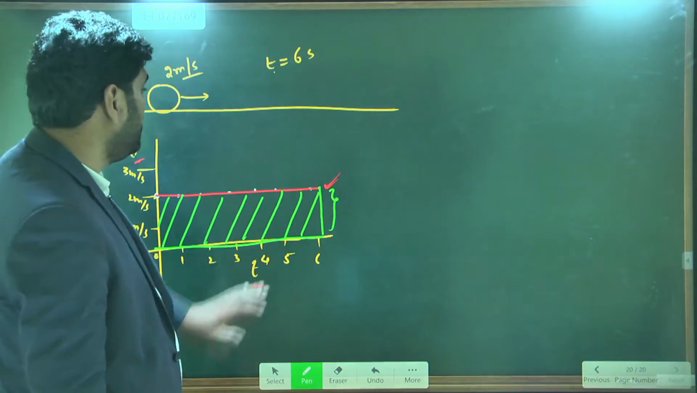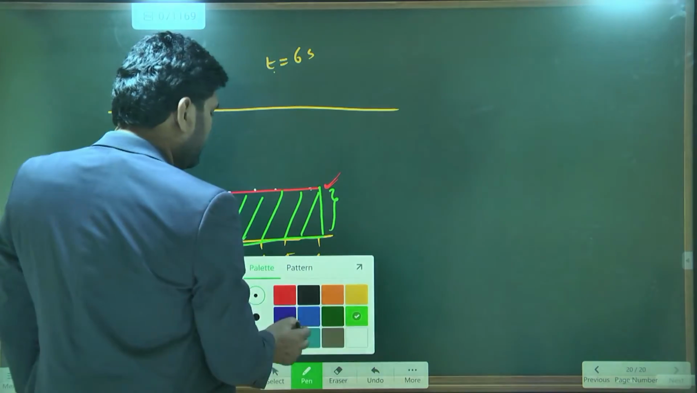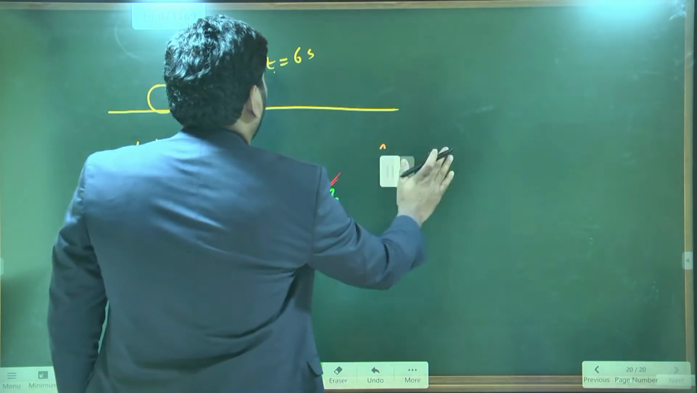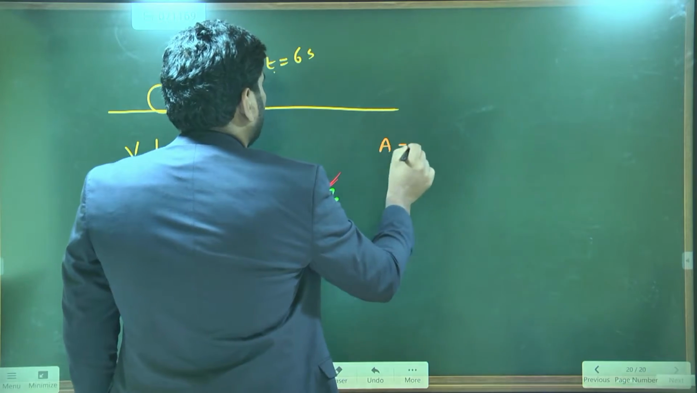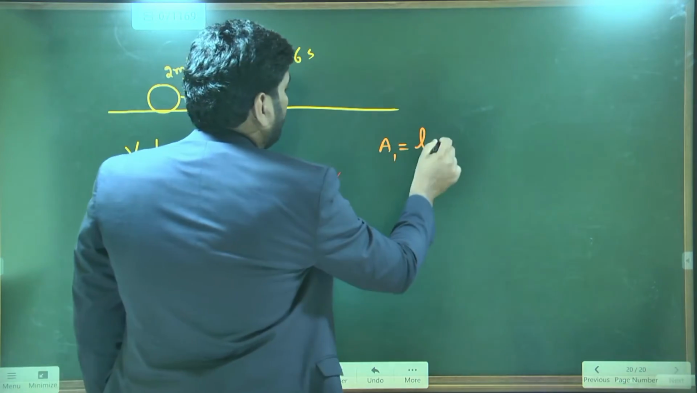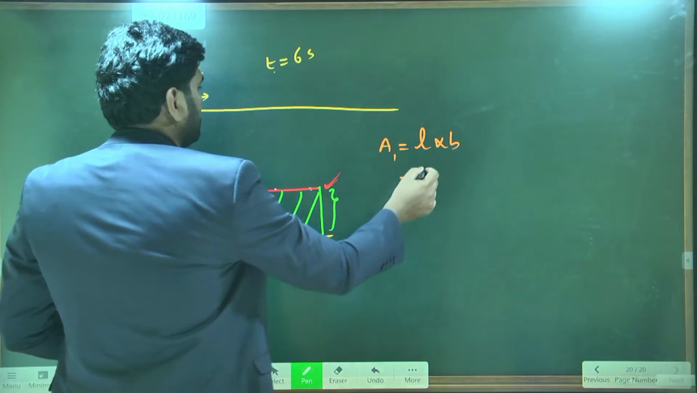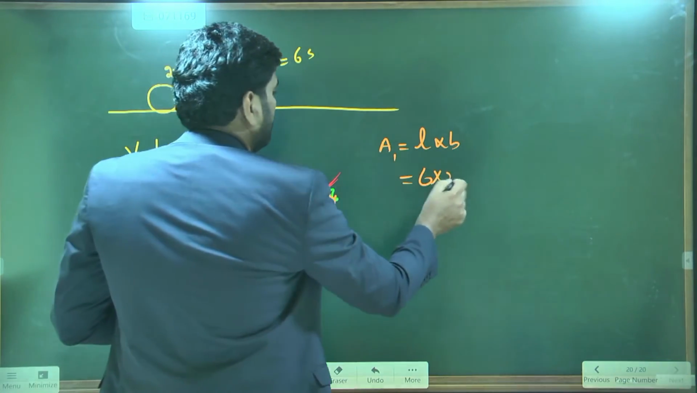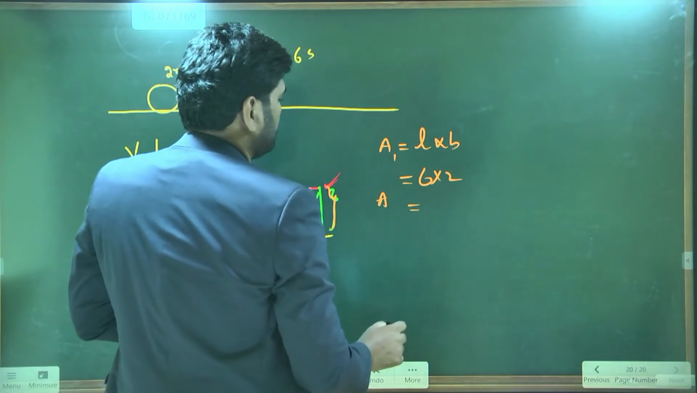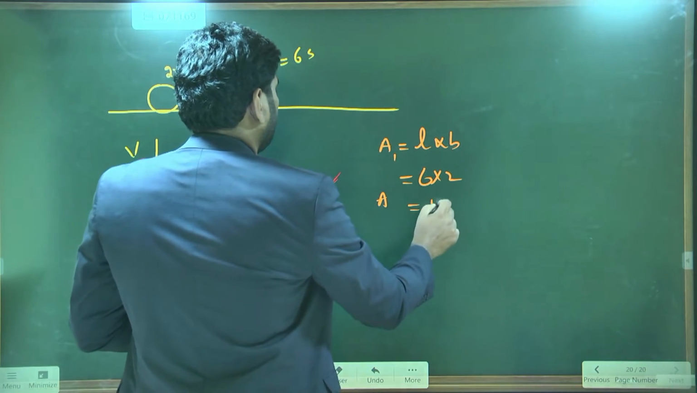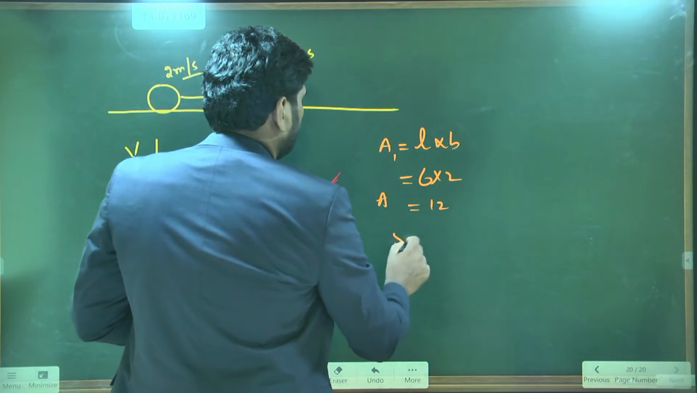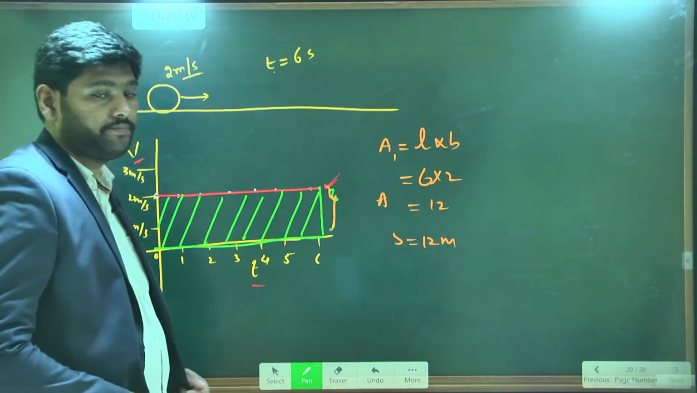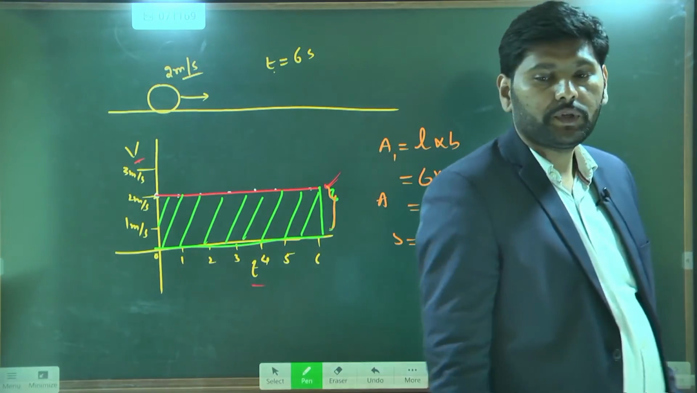Tell me what the length is here. Area A1 is equal to length into breadth. Length represents the 6 seconds, breadth represents 2, so the area is 12. The distance is 12 meters, which is our answer. This is the way we can find the answers. Understand? Yeah.